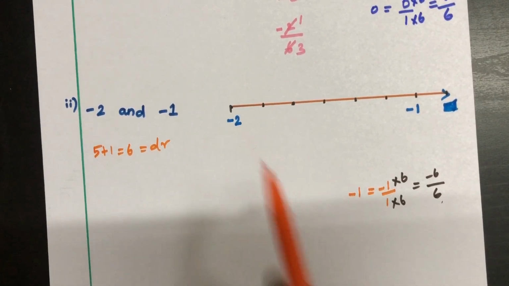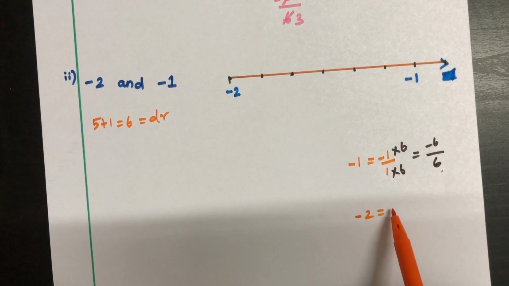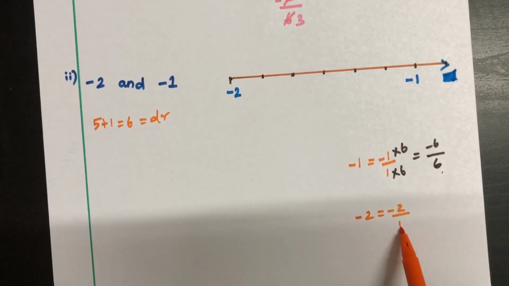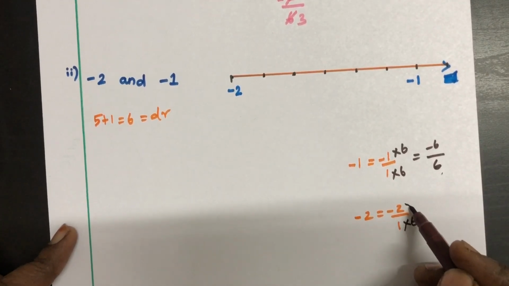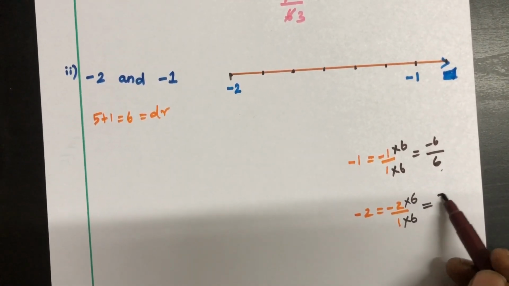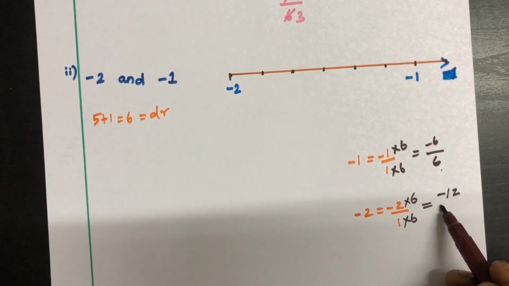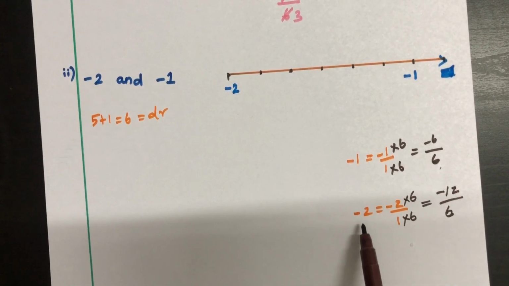Now this 2, come to this 2. Minus 2 is equal to minus 2 by 1. But I want 6 in the denominator. For that, I am going to multiply 6 in the numerator and the denominator. This is equal to minus 12 by 6. Ultimately, minus 12 by 6 is nothing but minus 2.